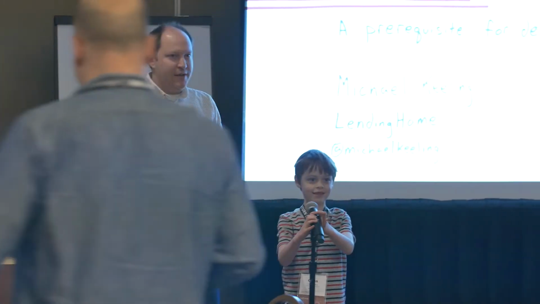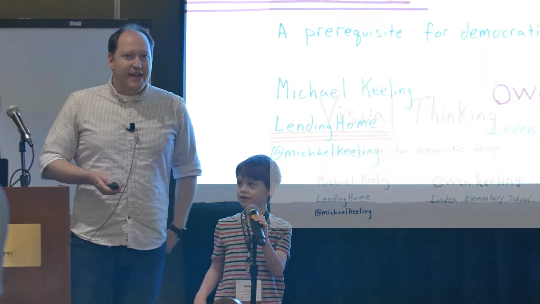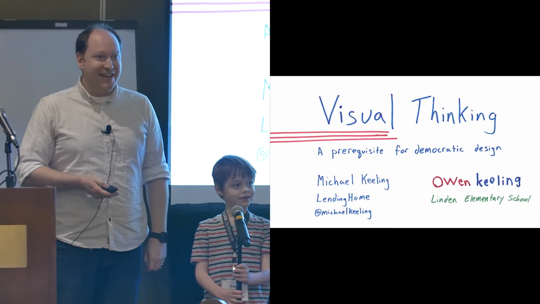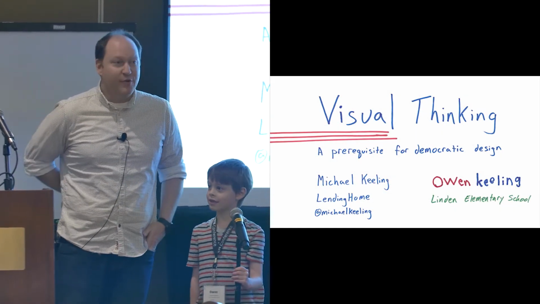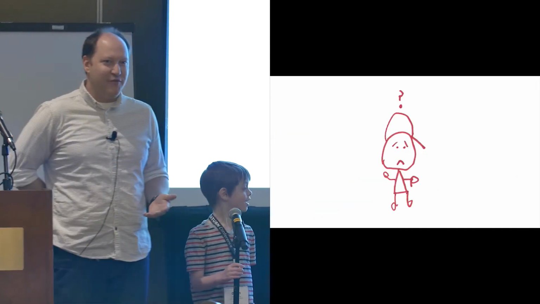All right, hi, welcome everyone. My name is Michael Keeling. And I'm Owen Keeling. And today we're going to talk to you about visual thinking as a prerequisite for democratic design. But some of you might be wondering why is Owen speaking at a software architecture conference?